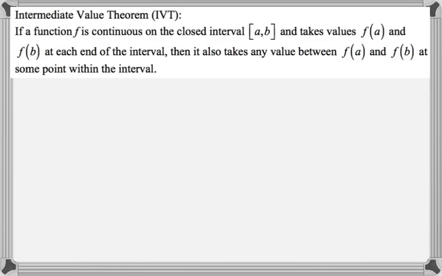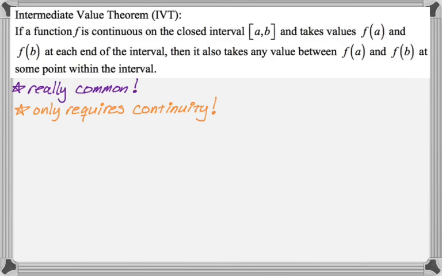So let's take a look at the next theorem, which is the intermediate value theorem. You can abbreviate it IVT, and it says if a function is continuous on the closed interval from a to b, and takes values f of a and f of b at each end of the interval, then it also takes any value between f of a and f of b at some point within the interval. This is a really common thing that you're going to use. And again, it only requires continuity. So you might have first met this theorem in Algebra 2 because all you need is continuity. In calculus, you of course have to remember that differentiability implies continuity. So again, if you're only told that a function is differentiable, you're also being told it's continuous. You just have to know that you're being told that.